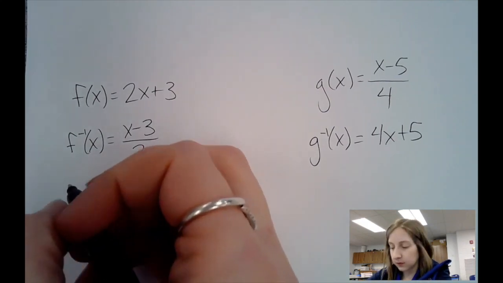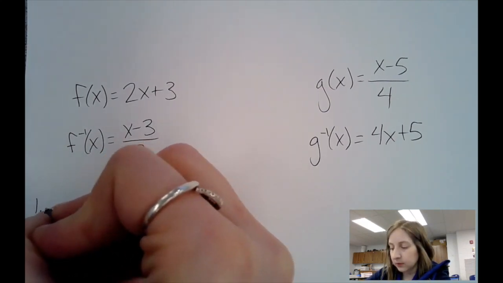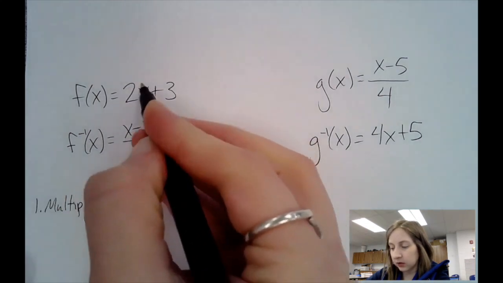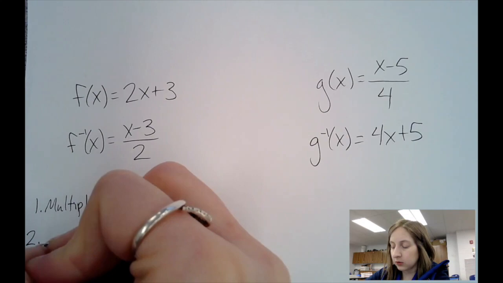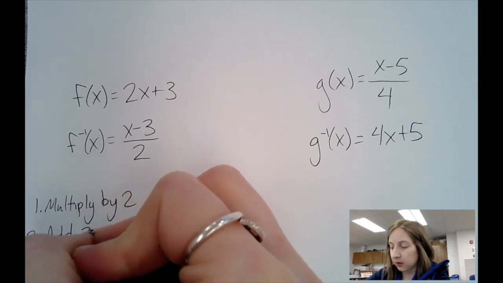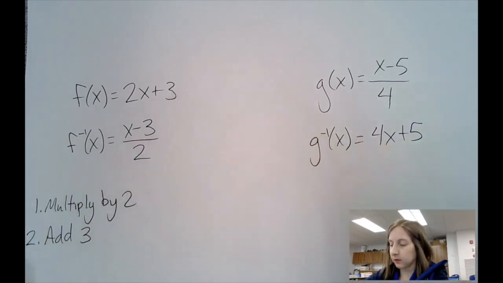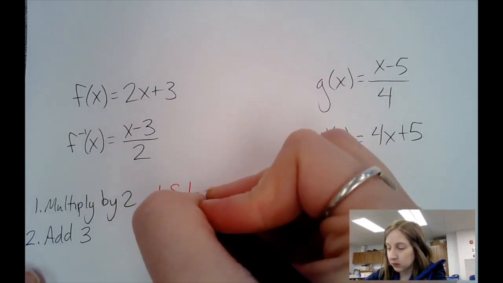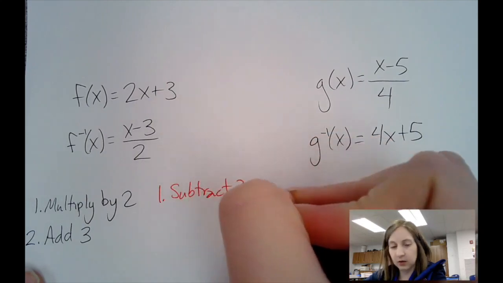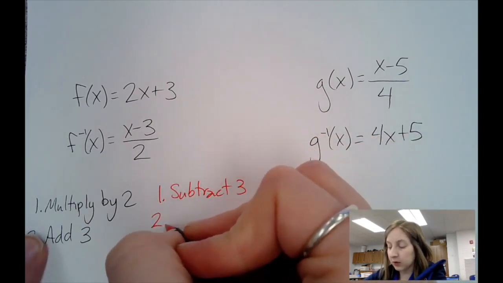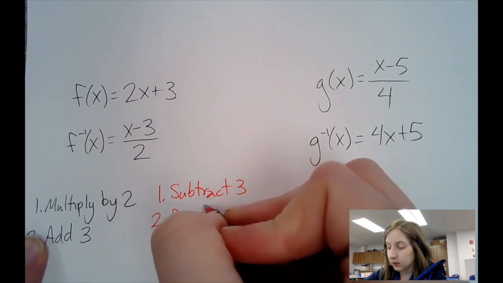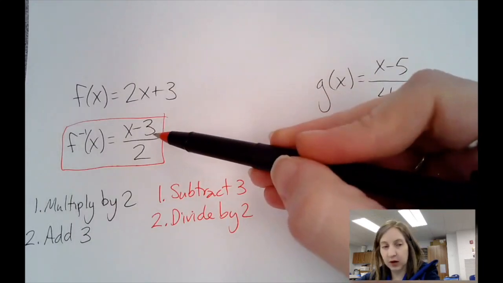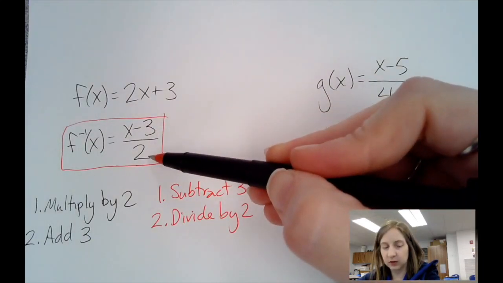So for this one, my steps were: step 1, multiply by 2, that's right here. Step 2, add 3, that's right here. So for my inverse, I have to undo adding 3 first. So subtract 3. Undo multiplying by 2 second, so divide by 2. So you can see that's what I did right here. Subtract 3, divide by 2.